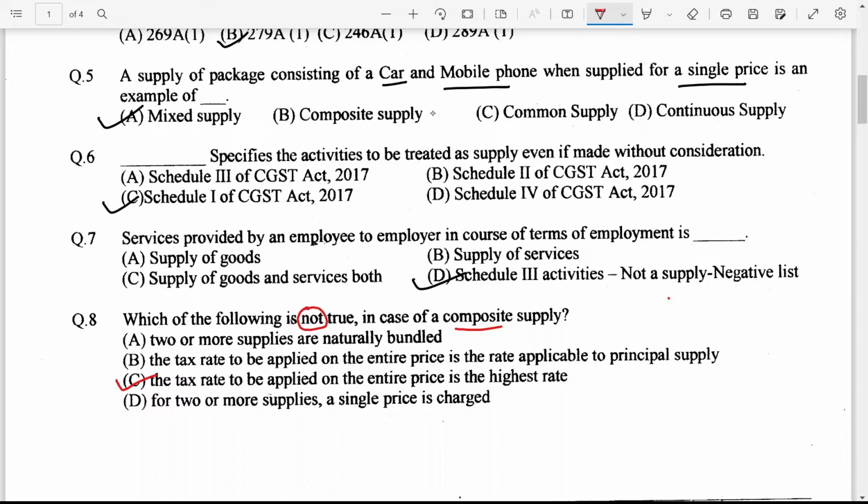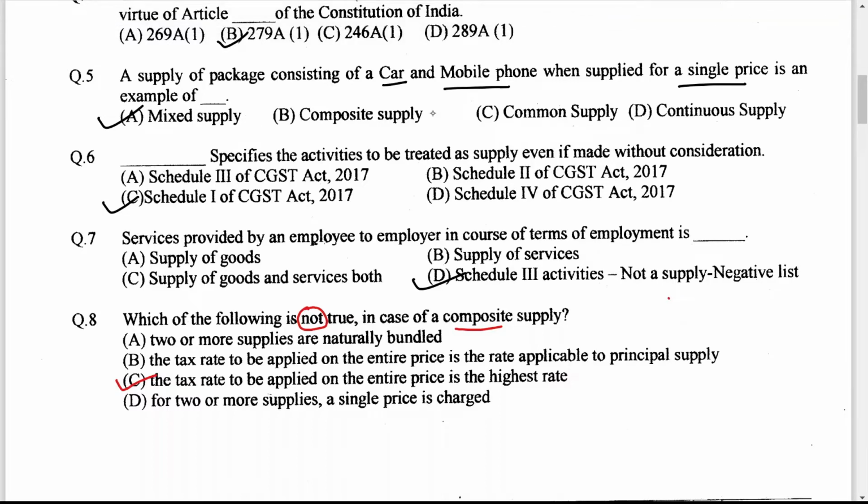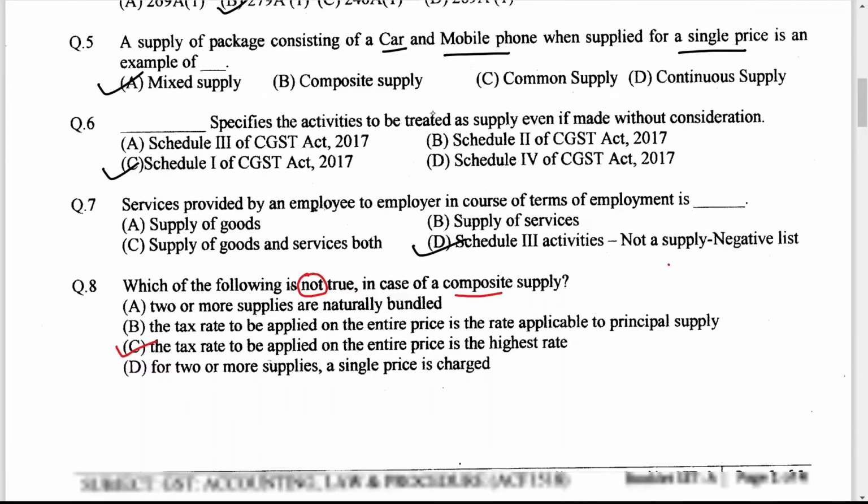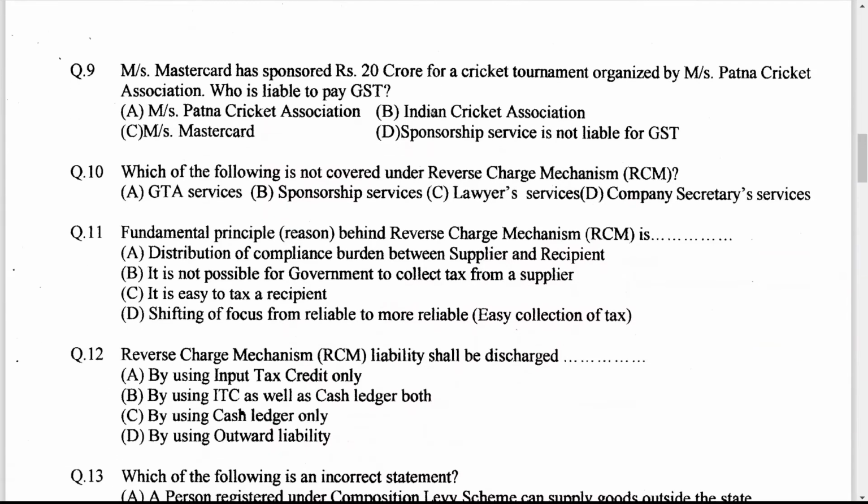For two or more supplies a single price is charged, this is also a correct one. So option C is the wrong one, so that will become your answer.